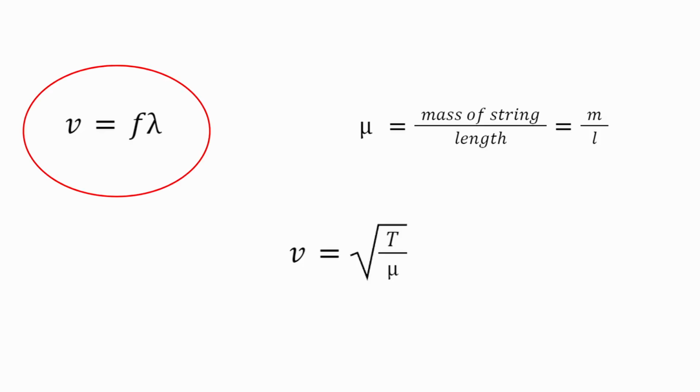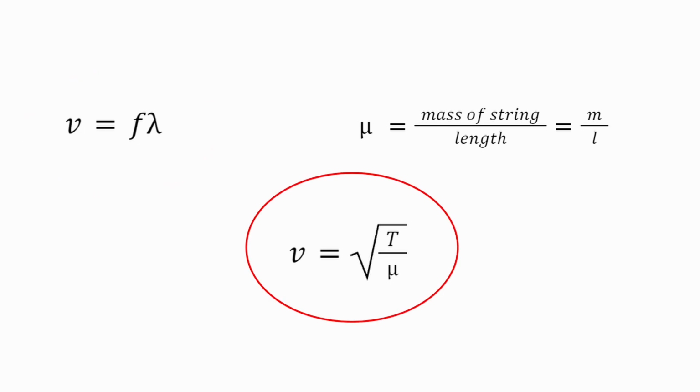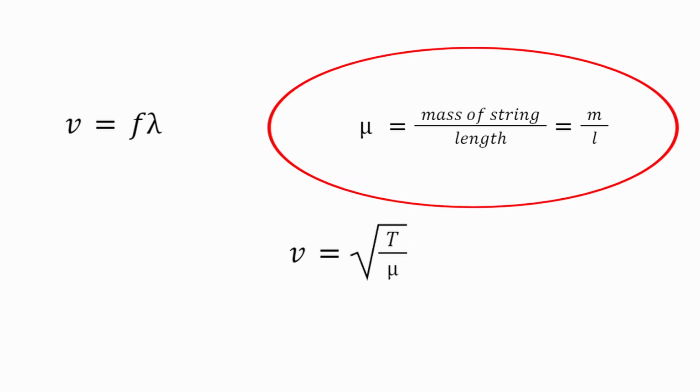This equation is called the wave equation, and in general shows that the velocity of a wave equals the frequency of the wave times by its wavelength. This equation is for the velocity of a wave on a string, where velocity equals the square root of tension over the Greek letter mu, where mu equals the mass of the string divided by its length.